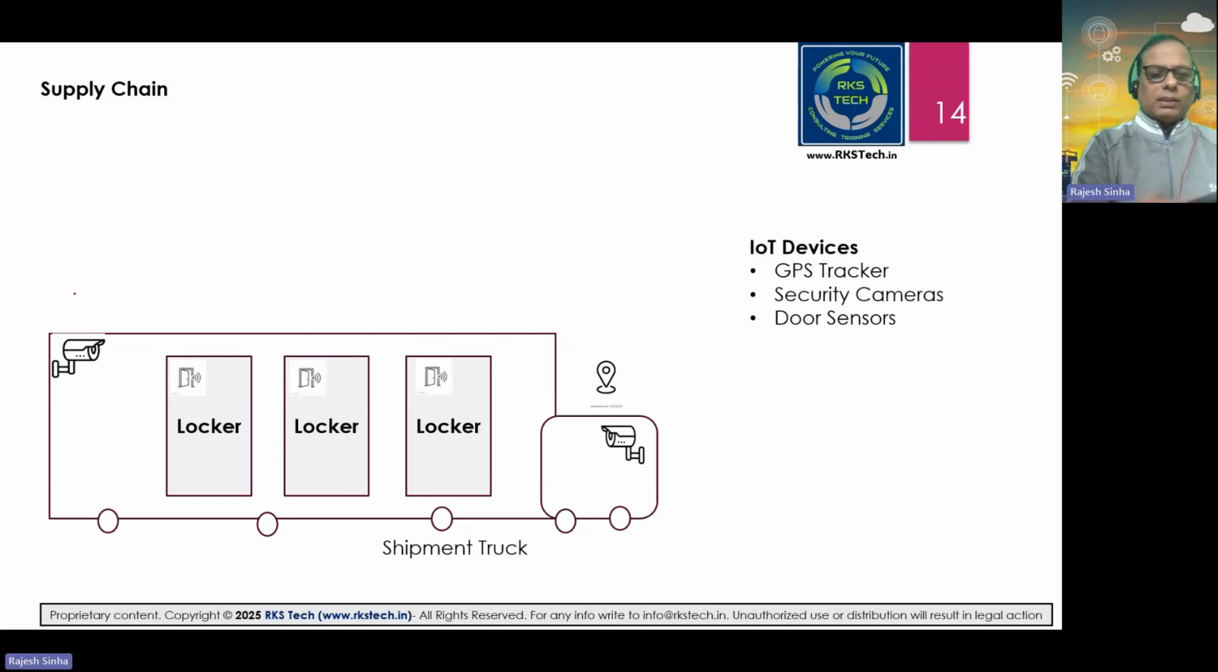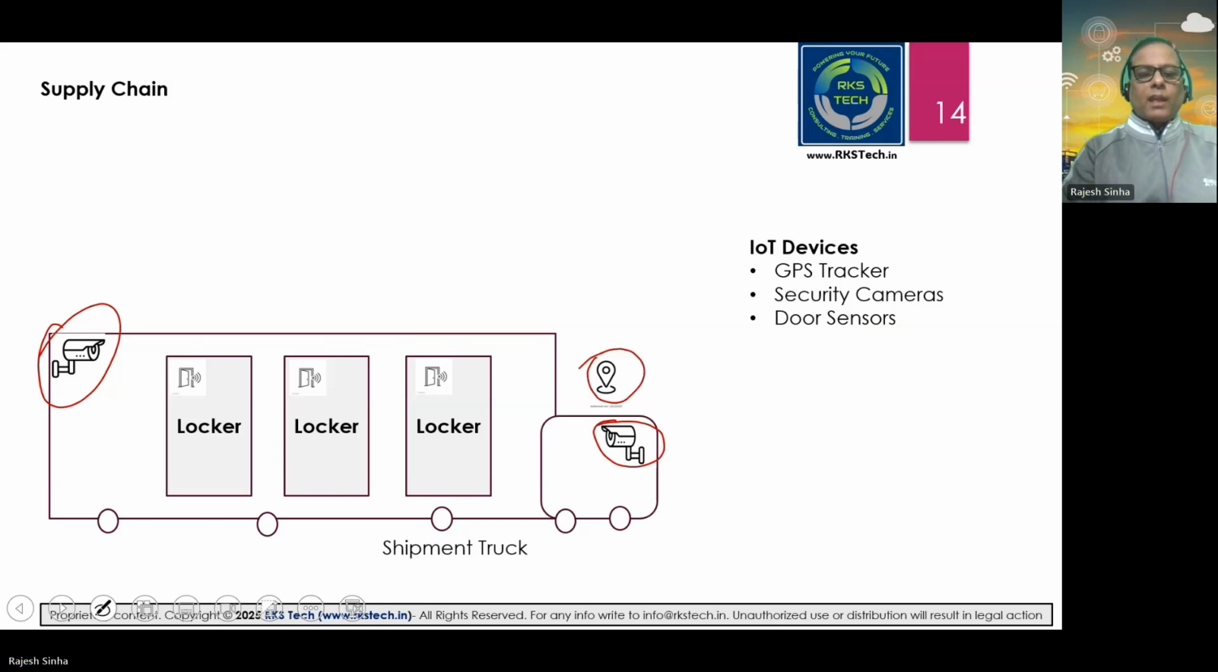So there are cameras which are deployed. There is a camera in the container and there is also a camera in the driver's cabin to monitor the driver's behavior. Then there is a GPS tracker which will tell you the exact location of the truck, the speed of the truck and all those things.